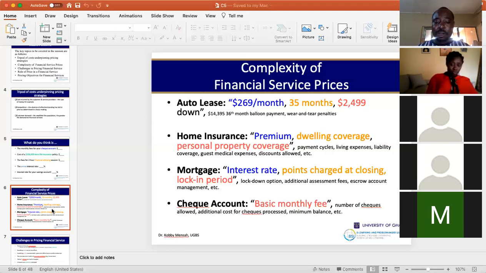If you take home insurance, for example, again, you have the premium, dwelling coverage, personal property coverage, payment cycles, living expenses, liability coverage, guest medical expenses, and many other attributes or variables. So is mortgage, and so is a check account. So before you price, you have to identify the specific attributes or variables that add up to the product.